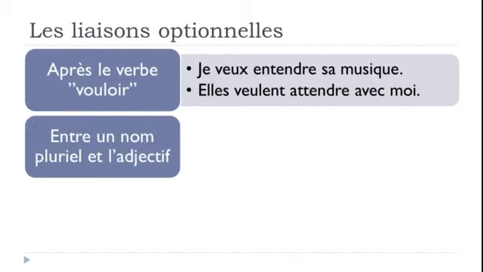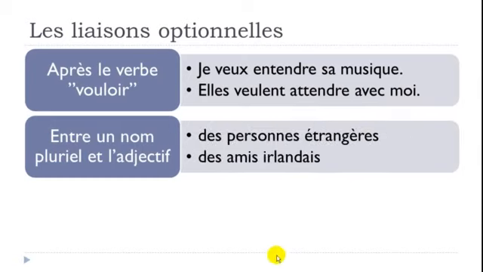And then, another option, entre un nom pluriel et l'adjectif. Here we've got a group of words. If you look carefully, first you've got a noun, then you've got an adjective. Both are in the plural form. So the rule is entre un nom pluriel et l'adjectif. But it's optional. It's not compulsory. You don't need to do it if you don't want to, but it's possible.